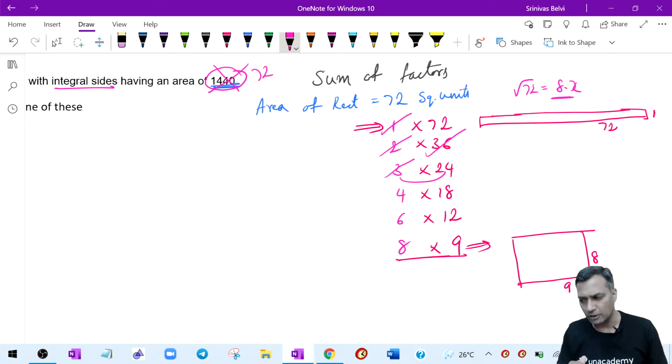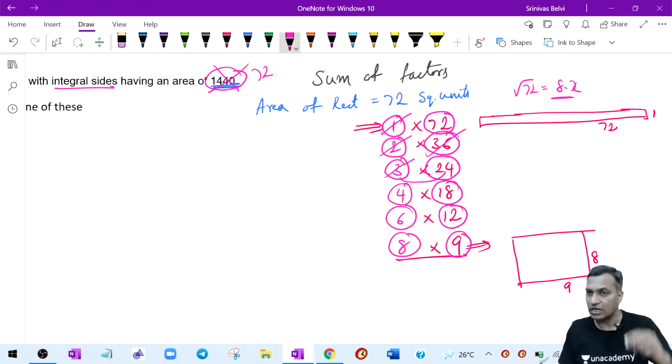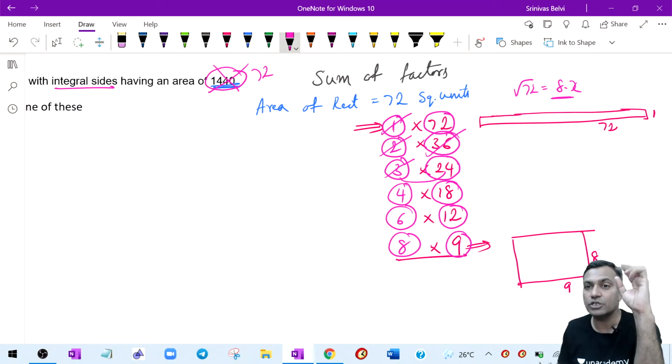When I want the perimeter, what am I supposed to do? I'm supposed to add these factors, because I want the perimeter. I have to add 1 with 72, 2 with 36, 3 with 24. Likewise, I need to add all these factors. Therefore, this question is nothing but the sum of the factors, but 2 times.